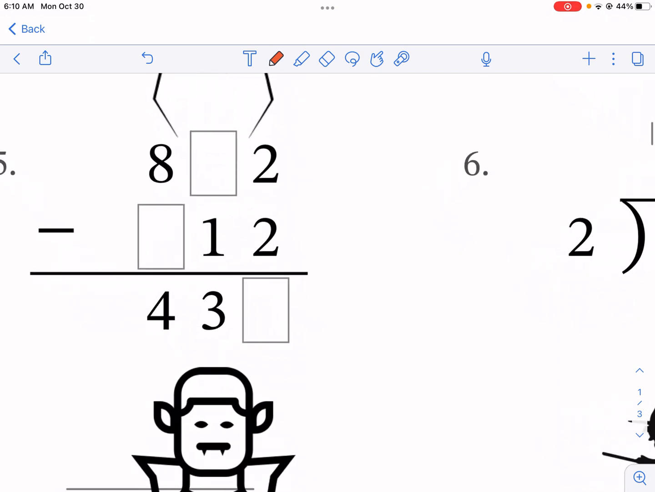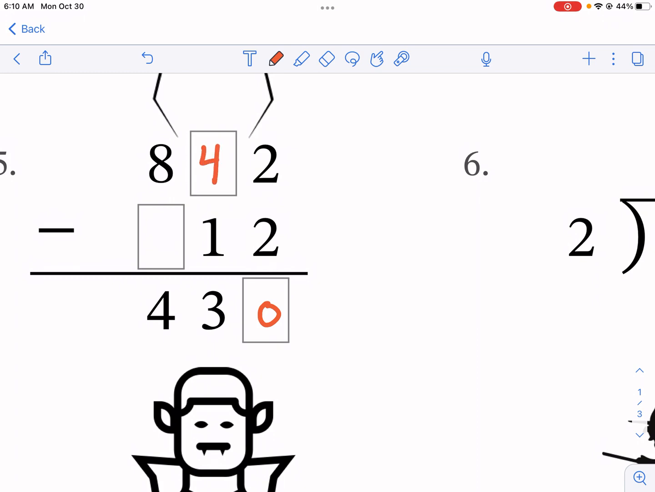All right, so we have 2 minus 2, okay? So this one we can go ahead and do. No problems there. We get 0. All right, so now we know the result is 430. That might help us out a little bit. Okay, now we have something minus 1 equals 3. That's going to be 4.